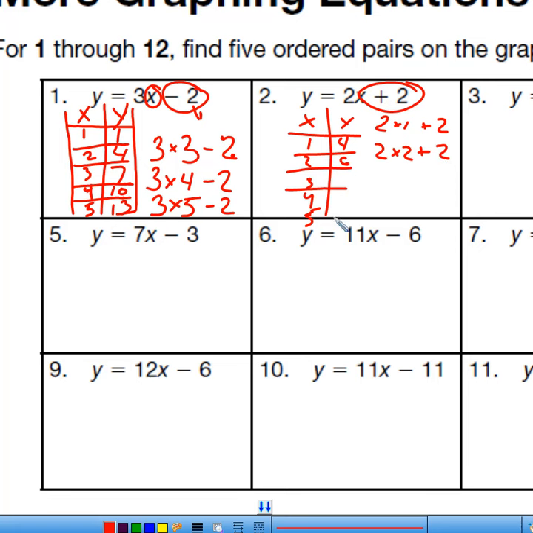Okay, you can go ahead and continue these. Do them the same way throughout the whole page. You just have to do the practice tonight.